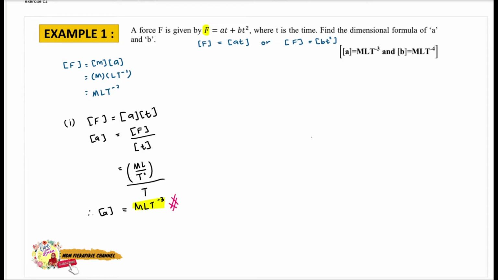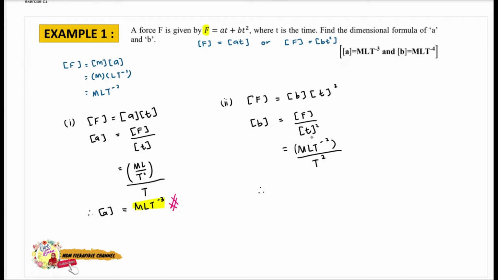And then for B, same goes to B. As we know that dimension of F is equal to dimension of B times dimension of T squared. Alright, and then dimension of B is equal to dimension of force over dimension of T squared. So dimension of force is MLT negative 2 over dimension of T. Alright, T squared. Macam tu.